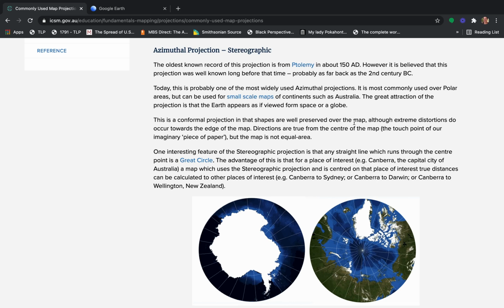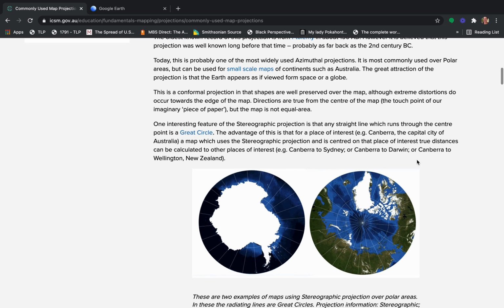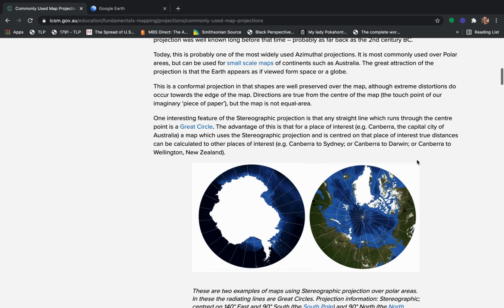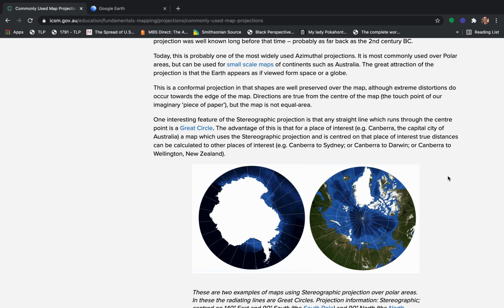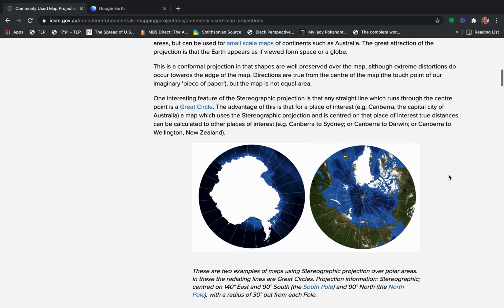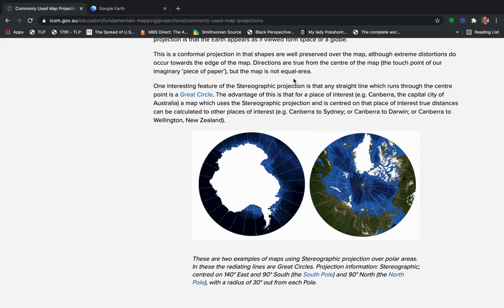Okay, we don't really need to know that, but today this is probably one of the most widely used azimuthal projections. It is most commonly used over polar areas, but can be used for small-scale maps of continents such as Australia. We did not use it for our Australian map. The great attraction of this projection is that the Earth appears as if viewed from space or a globe. This is a conformal projection in that shapes are well preserved over the map, although extreme distortions do occur towards the edge of the map. Directions are true from the center of the map. That means the touch point of our imaginary piece of paper, but the map is not equal area.